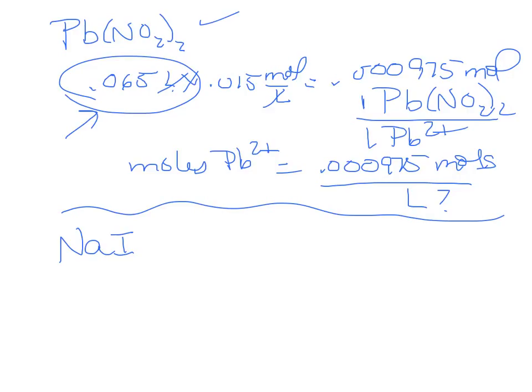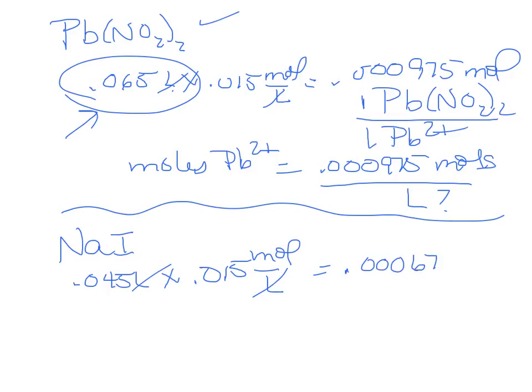So let's go over our information for sodium iodide again. And let's see, there were 45 milliliters, so that's 0.045 liters of sodium iodide solution. And the molarity of that was also 0.015. So the moles of sodium iodide added to that solution are 0.000675 moles of sodium iodide.